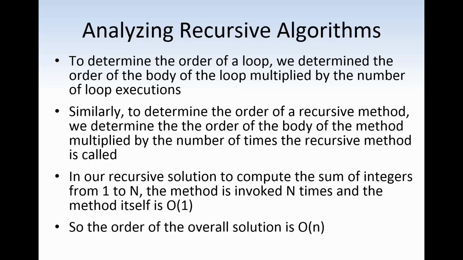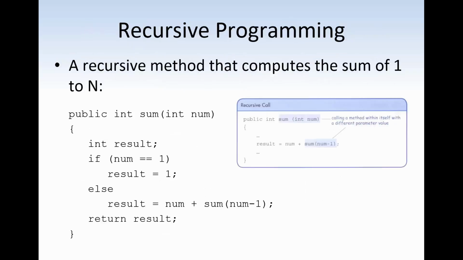Instead of depending on the loop, what we would do is find out the big O of the method in general. Something like our sum method, for example, is going to end up being big O of 1. There's no loops in that. We just do the same amount of work every time it's called. So the body of that recursive method is O of 1.